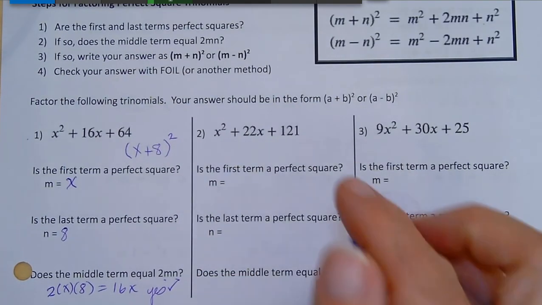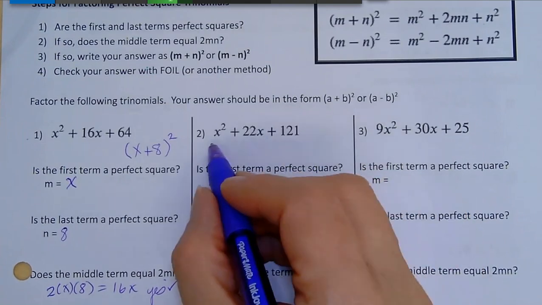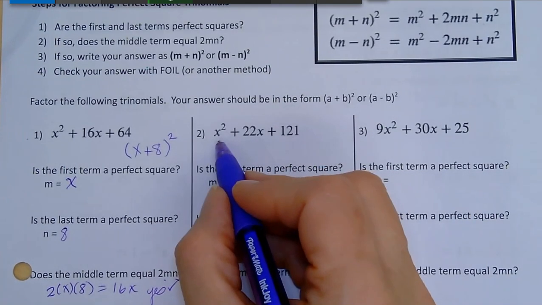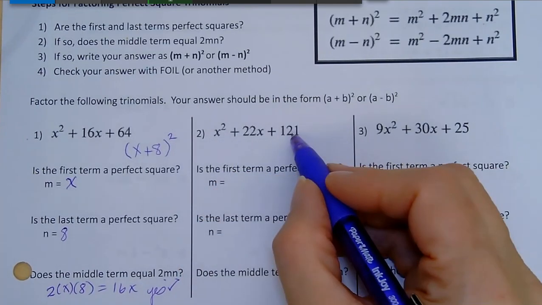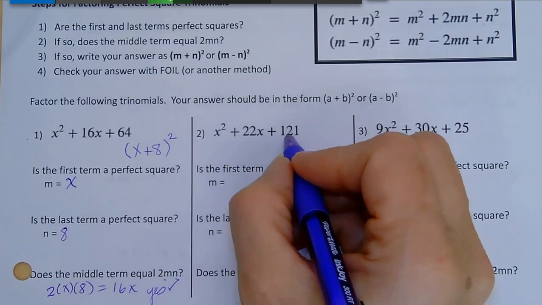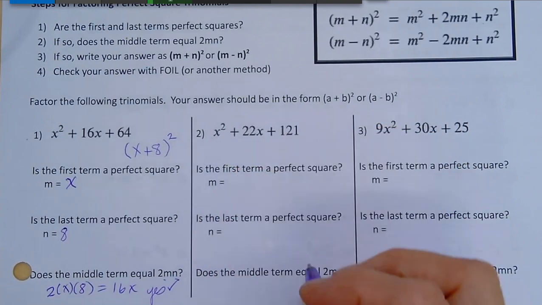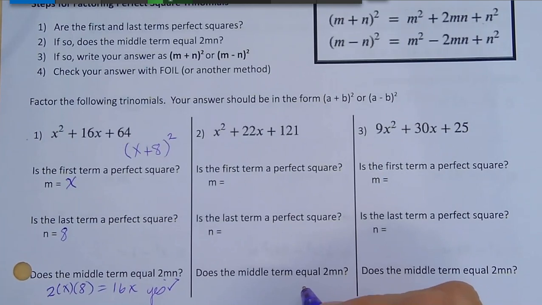All right. Let's see if this guy is going to be a perfect square trinomial. First term is a perfect square, yes. Last term is a perfect square, yes. And if I take the square root of x squared and the square root of 121, I have 11x, right? Doubled is 22x. So it is a perfect square trinomial.